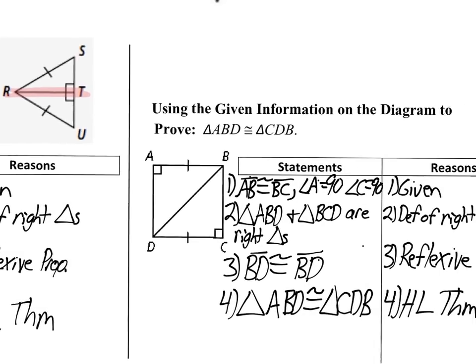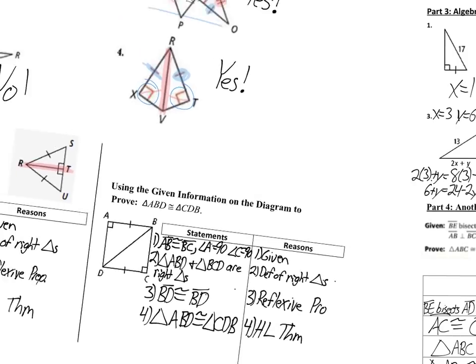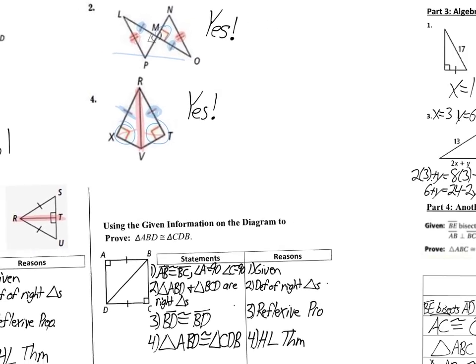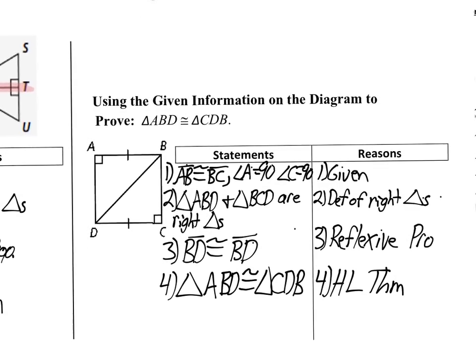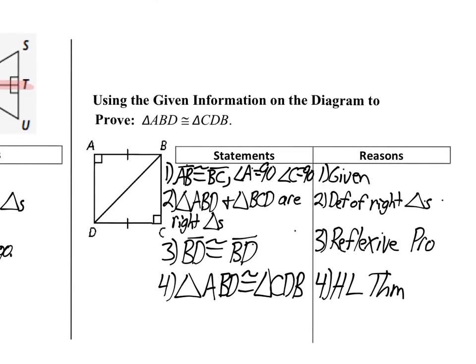The next one, here we go. Okay, so we have a picture right here. It says use the information given in the diagram. So I'm taking a look. I'm seeing that I have two right angles. So I went ahead and said angle A is 90 degrees, angle C is 90 degrees. I know that AB is congruent to CD because of those little dashes. So I went ahead and said, oh, that's given.